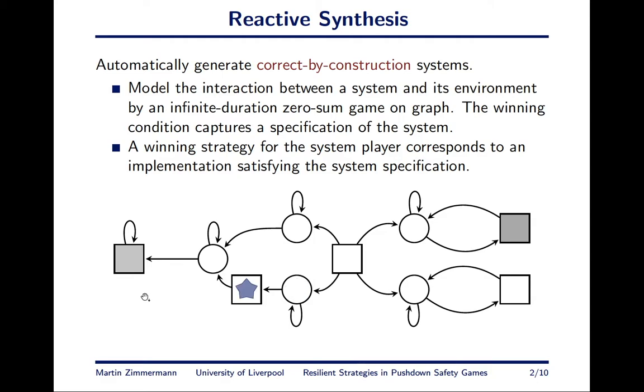Let's see here. And then we continue, we use a self loop, and now the token has ended up at the gray vertex, which means this play, this infinite path through the arena, will be losing for player 0 because we have violated the safety condition to avoid the gray vertices. On the other hand, if the token never visits a gray vertex, then player 0 wins because she has satisfied the safety condition.